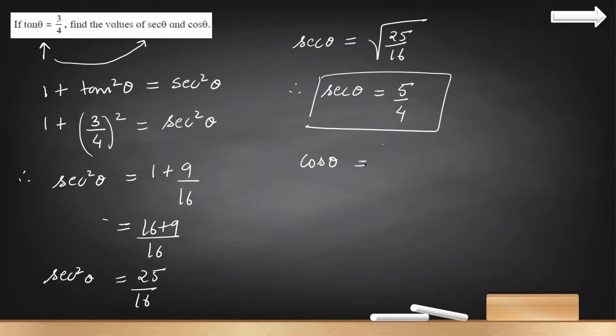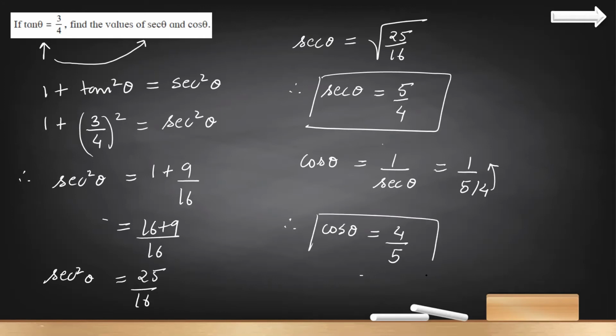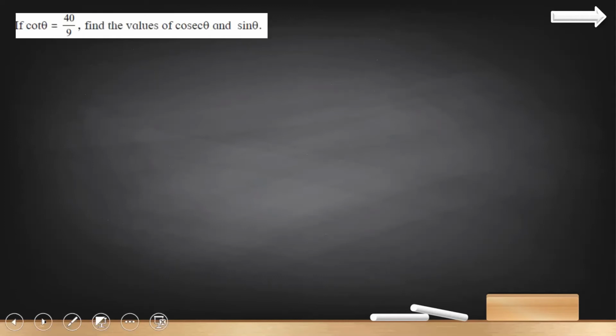Now, do we use the identity? No, it's not necessary to use the identity because we know sec and cos are reciprocals of each other. Cos theta is always equal to 1 upon sec theta. So, which is equal to 1 upon 5 by 4. This 4 will go up. So, therefore, cos theta is equal to 4 divided by 5. That's it. You've got the answers. Quite simple.